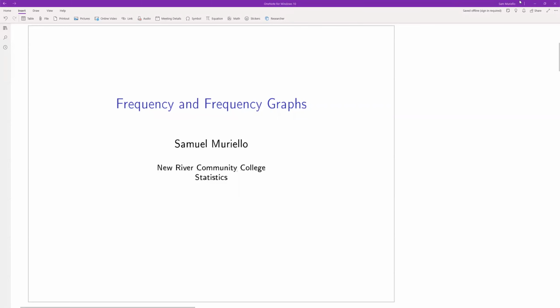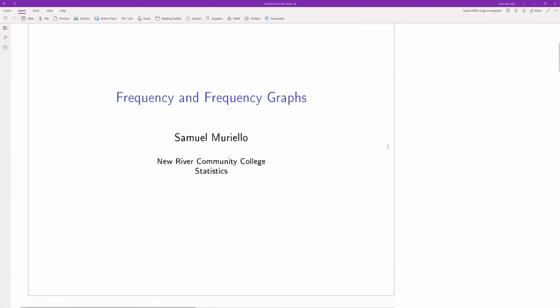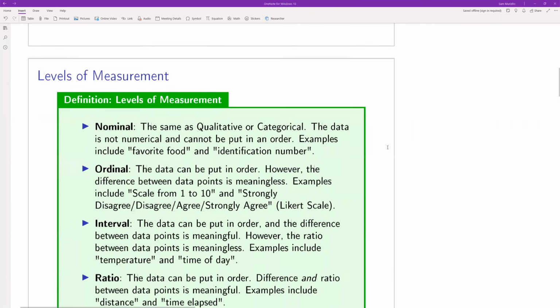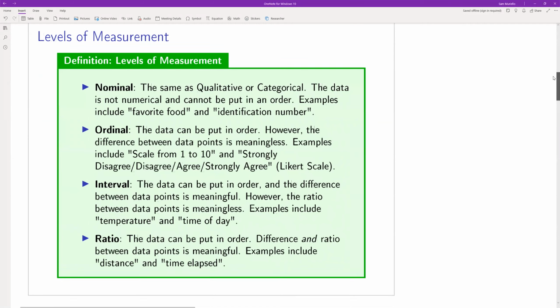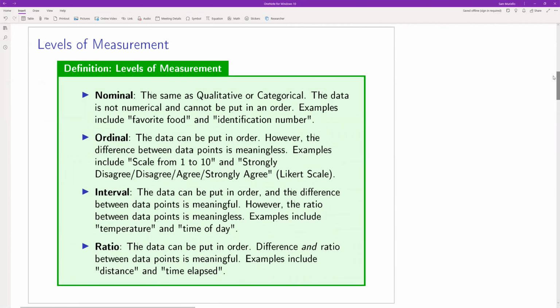Okay, today we're going to be finishing up chapter 1 and talking about the beginning of chapter 2, focusing mostly on frequency and graphs related to frequency. Before we do that, however, we want to talk about one more level of measurement type talk, finishing up the key terms discussion from last time.